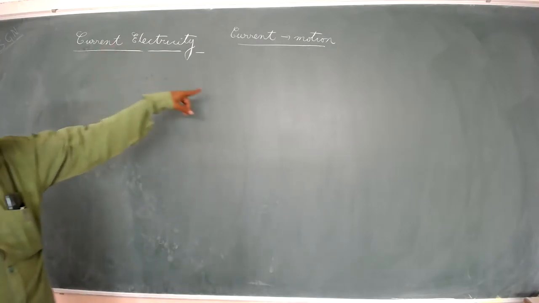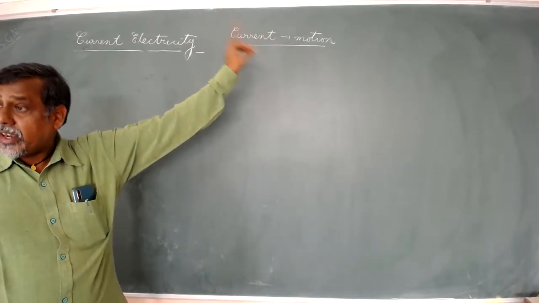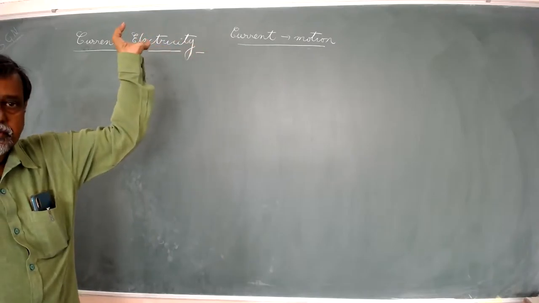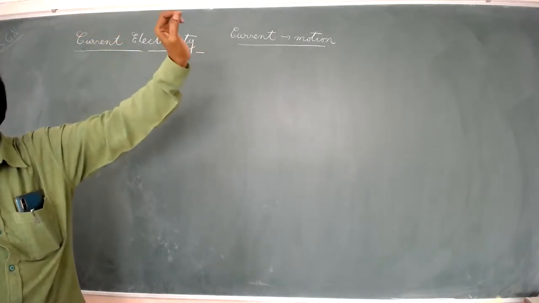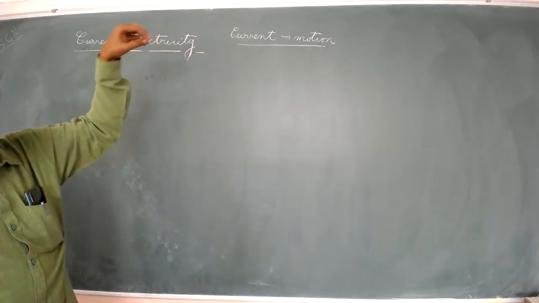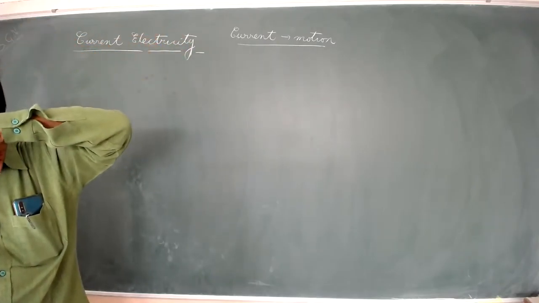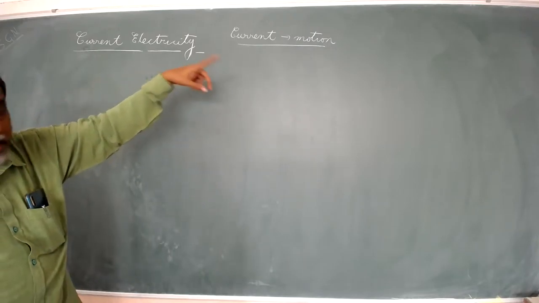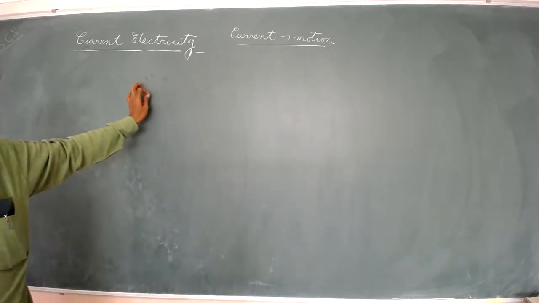So how does the electric current become possible through any conductor? If you want to make any charged particles move through any conductor, see, whatever explanation I am giving you.